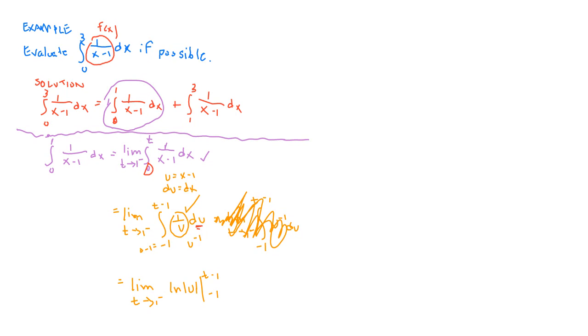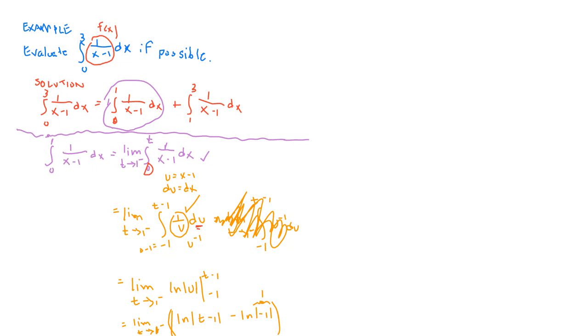So now if I put my limits in, well, I'm not ready to do that yet. What I mean is I'm going to keep the limit there. And I'm going to have the natural log of the absolute value of t minus 1 minus the natural log of the absolute value of negative 1. Now the absolute value of 1 is 1.